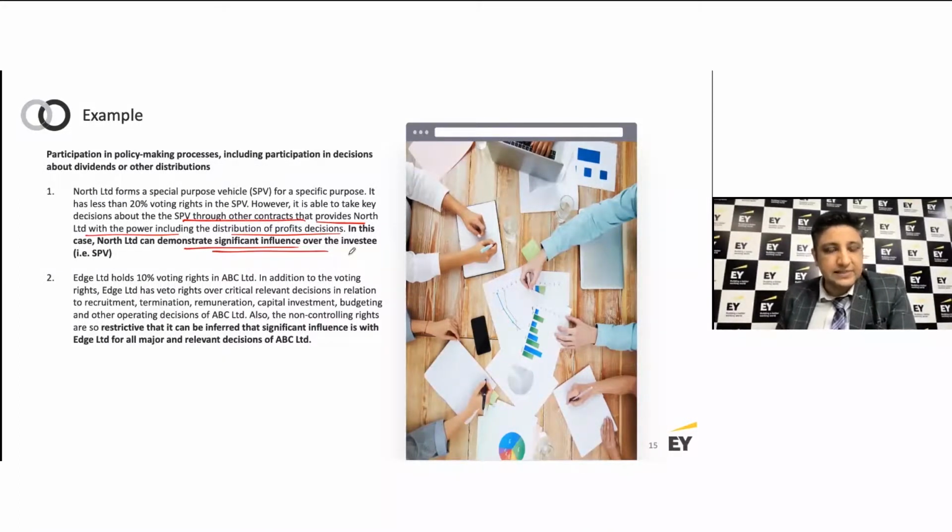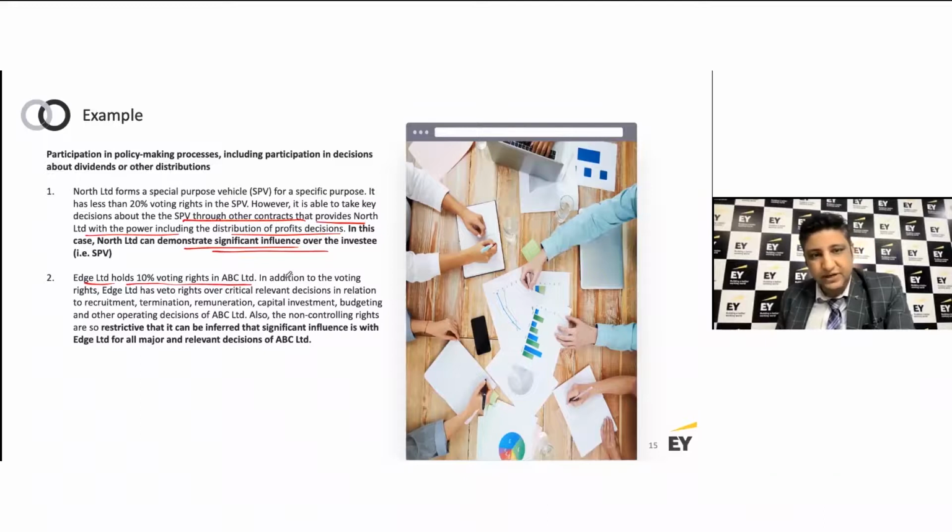Okay. There's another instance which says that Edge Limited holds 10% voting rights in ABC Limited. In addition to the voting rights, Edge Limited has veto rights over critical relevant decisions with respect to recruitment, termination, remuneration, capital investment, budgeting, and other operating decisions.